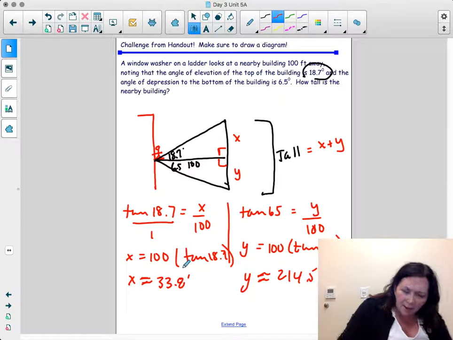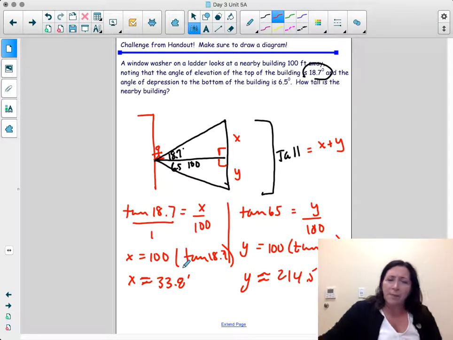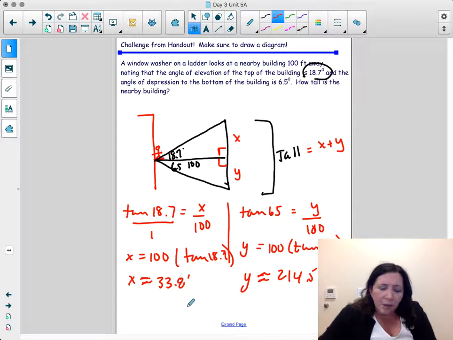So add that to 33.8. And I don't know what I got, 248. Okay, so it's about 248.3. So the building is 248.3 feet tall.